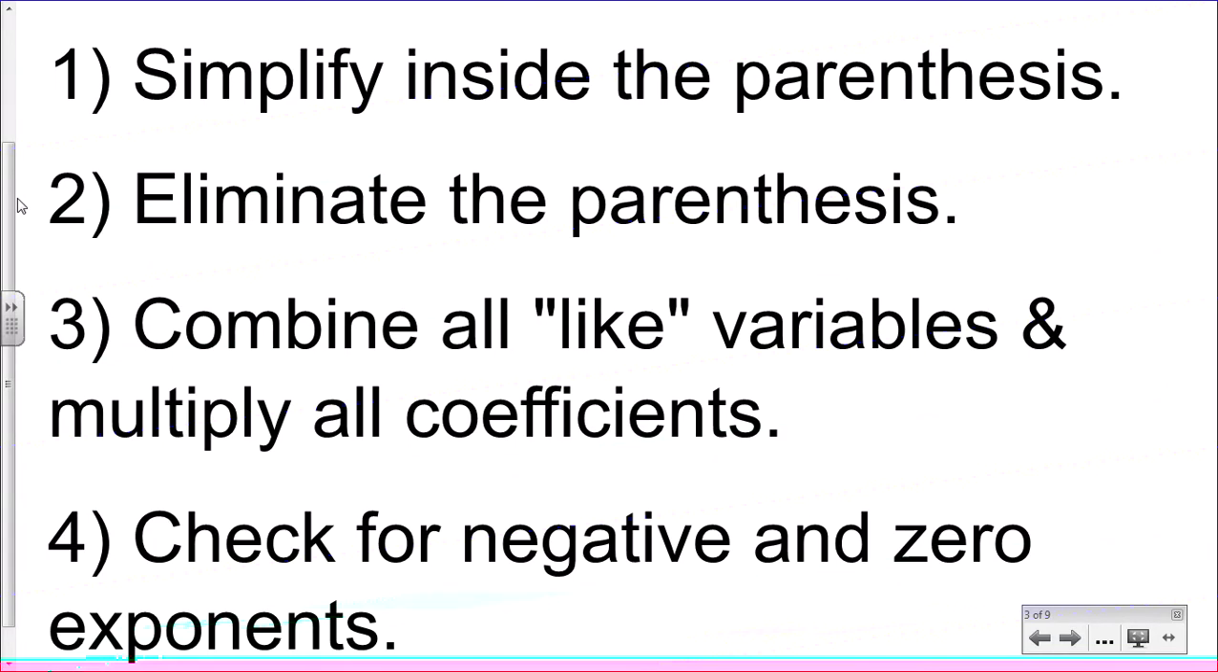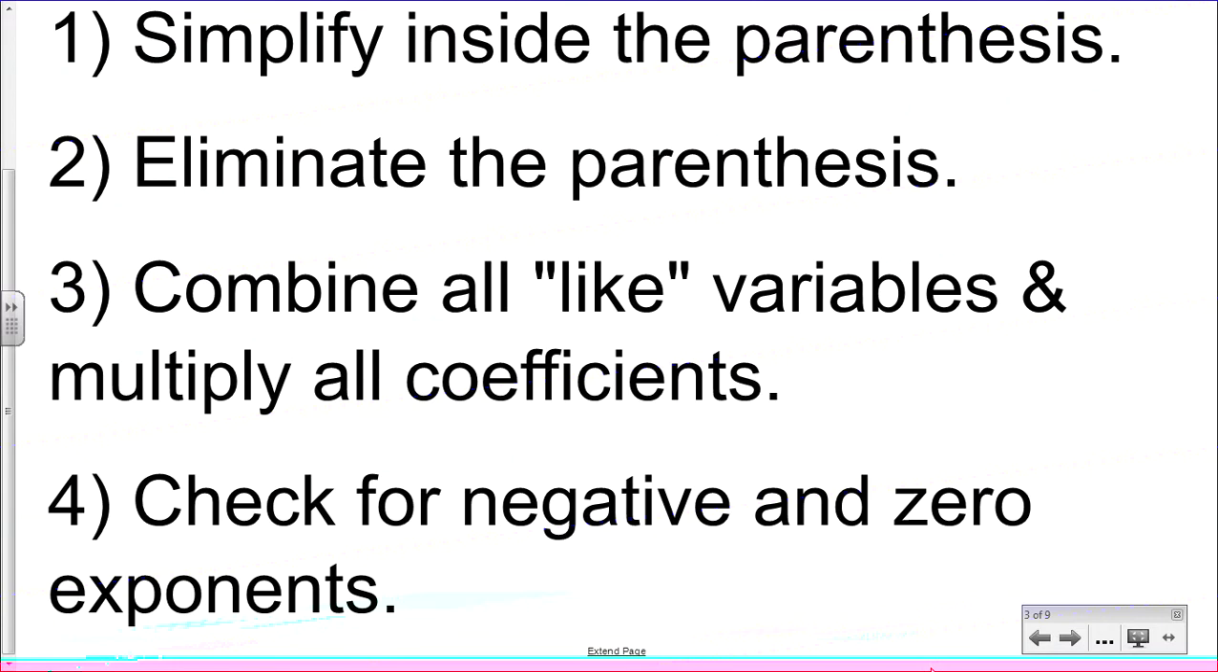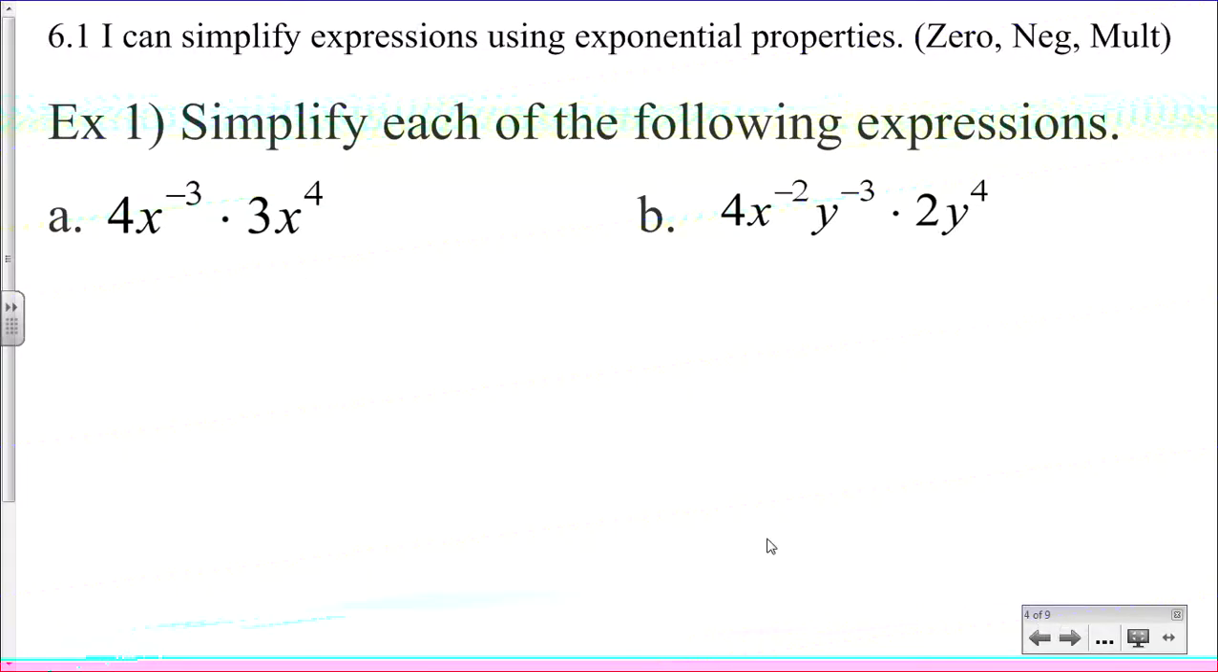So that means you're going to take the exponent on the outside and multiply each of the exponents on the inside by that number. And then you're going to combine all the like variables and multiply all the coefficients, and then check for negative and zero exponents because we are not allowed to have those in our answer. So let's go ahead and go through several of these, and hopefully you'll feel better about it.